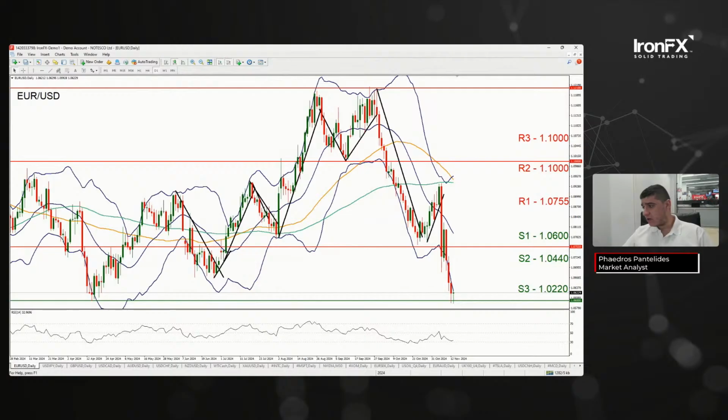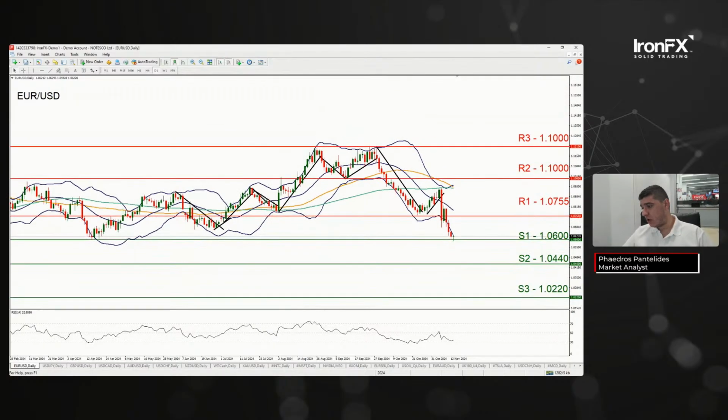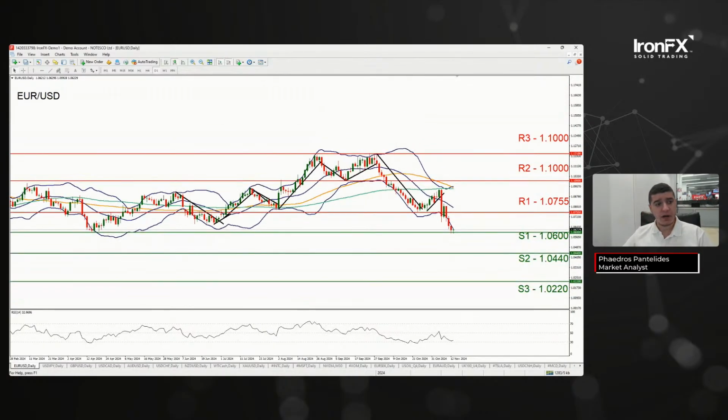As always, we are starting off with the euro against the US dollar. As you can see, we have placed our support level at 1.0600. The pair appears to have tested this support level on two occasions, and we are on the daily chart. So you can see that yesterday it tested and bounced off, and today as well, it is finding support at S1.